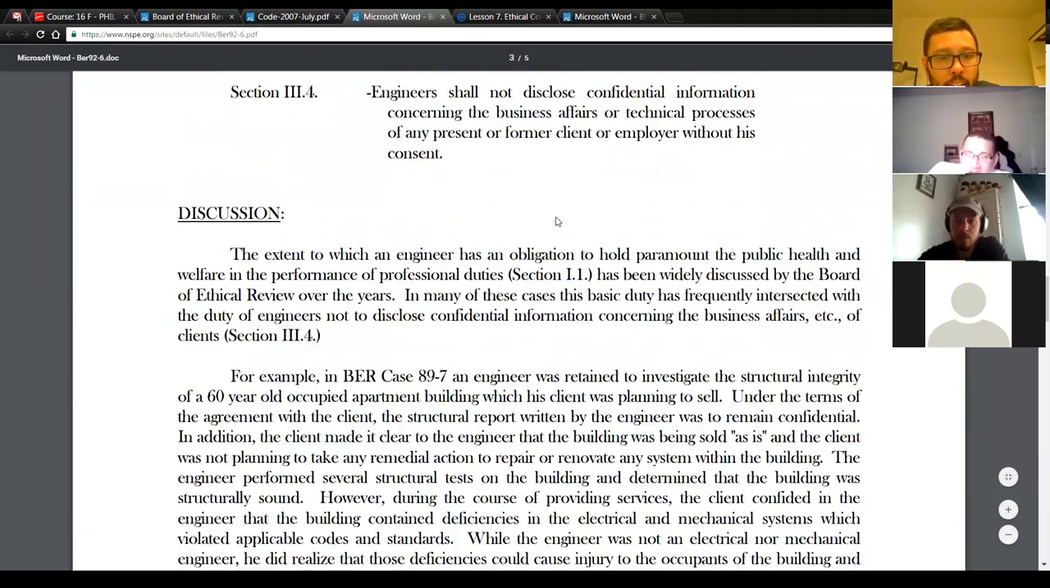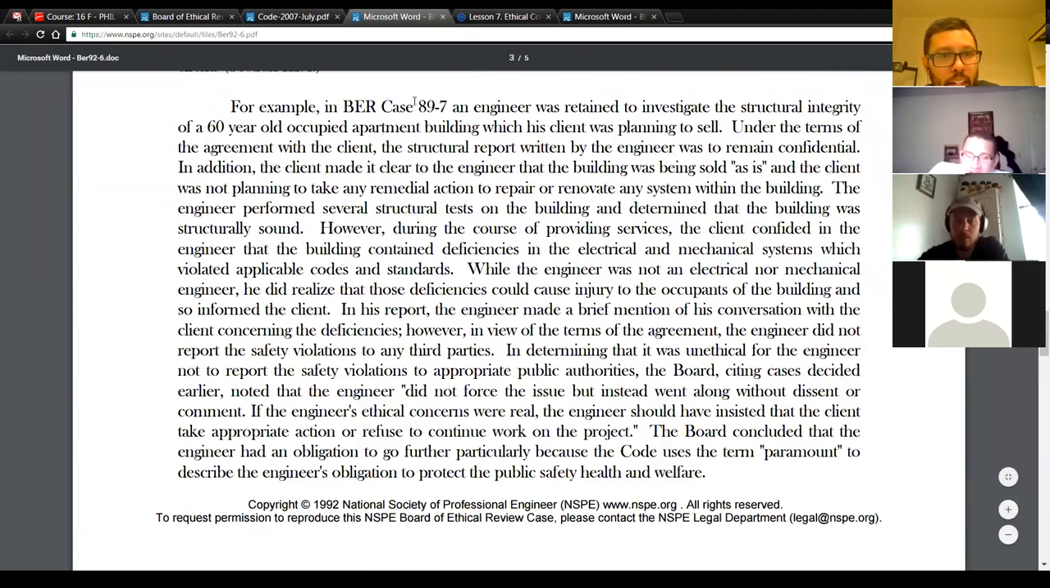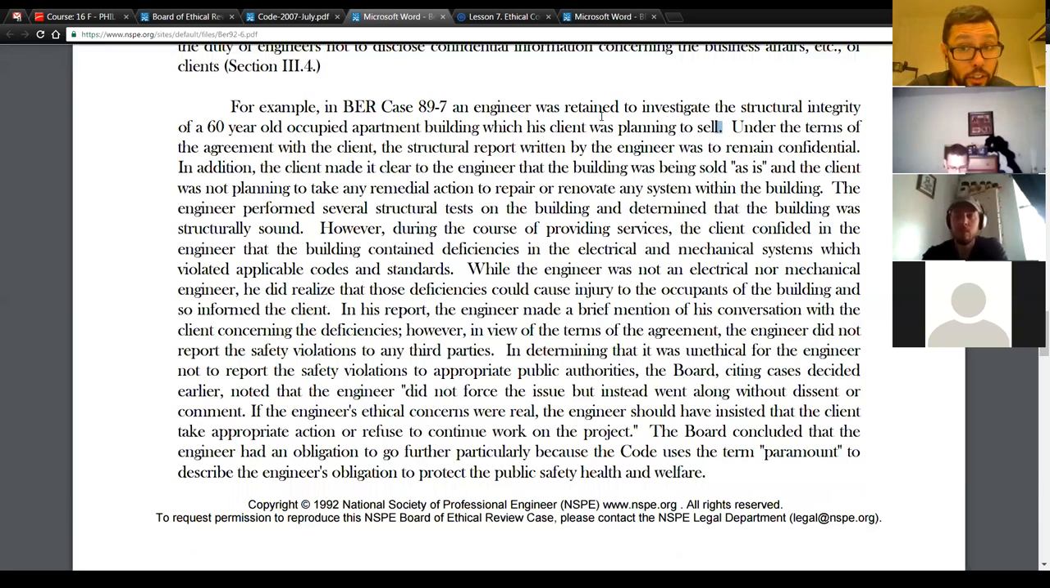So the case study itself spends a lot of time talking about another case, 89-7. Let me tell you about the details of this case. An engineer goes to an apartment building to test its structural integrity. Under the terms of the agreement with the client, the structural report written by the engineer was to remain confidential. So there was a confidentiality agreement. In addition, the client made clear to the engineer that the building was being sold as is, and the client was not planning on taking any remedial action to repair or renovate any system within the building.